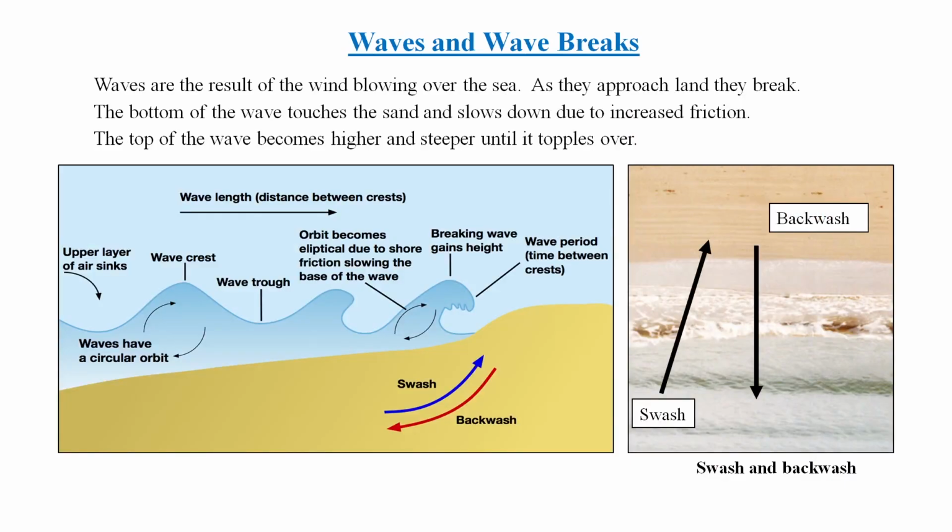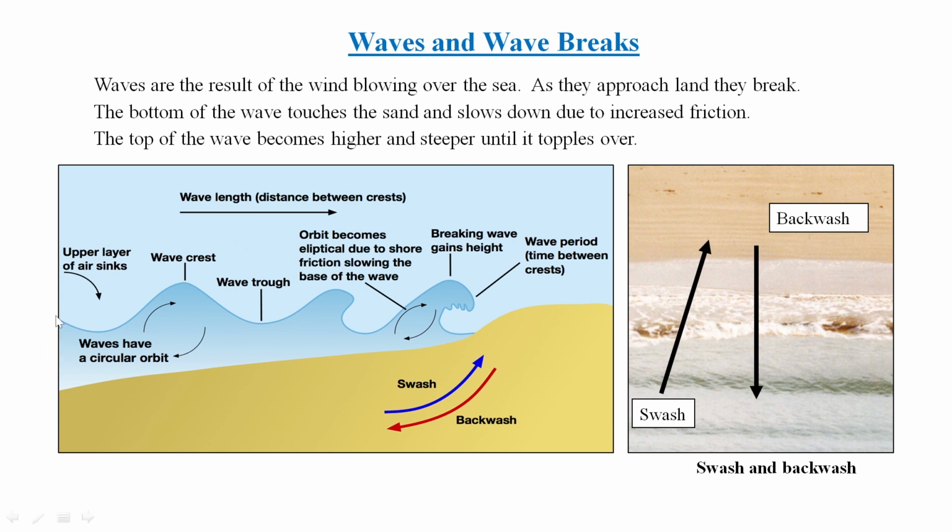But before that we need to understand what a wave is, and how the sea current interacts with the land masses. Waves are the result of wind blowing over the sea. As they approach land, they break. The bottom of the wave touches the sand and slows down due to increased friction, so the top of the wave becomes higher and steeper until it topples over.